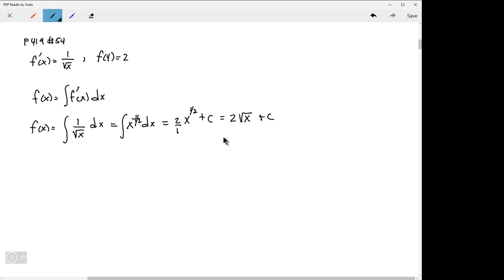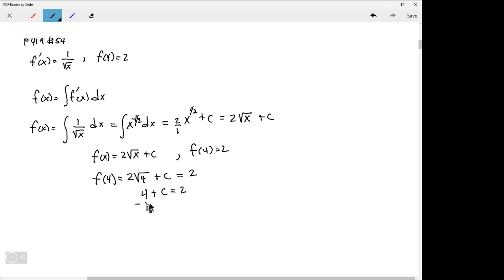All right, so now to find c, I go back up to my initial condition. I have f of x equals 2 times the square root of x plus c, and I also have that f of 4 is 2. So I plug in 4: f of 4 is 2 times the square root of 4 plus c, and that has to equal 2. Well, the square root of 4 is 2, and 2 times 2 is 4. So when I bring the 4 over, c is negative 2.